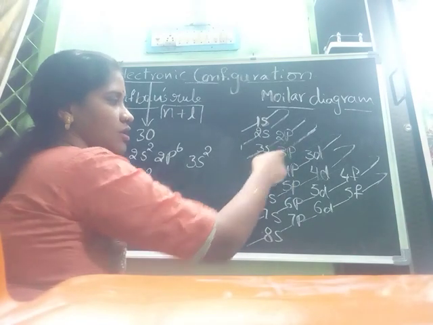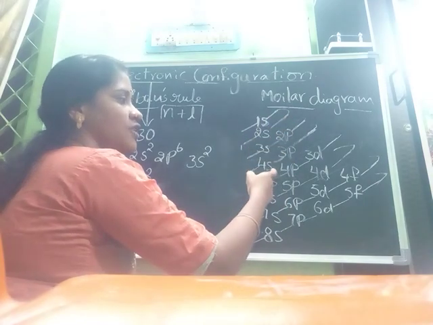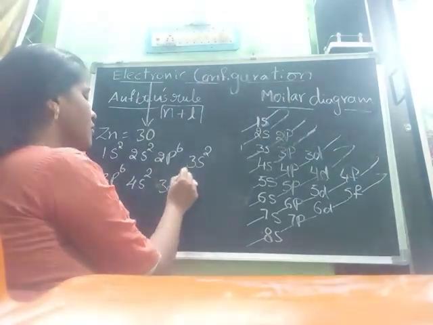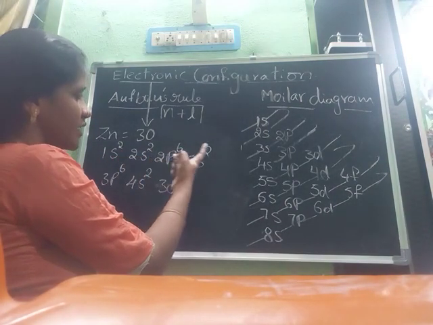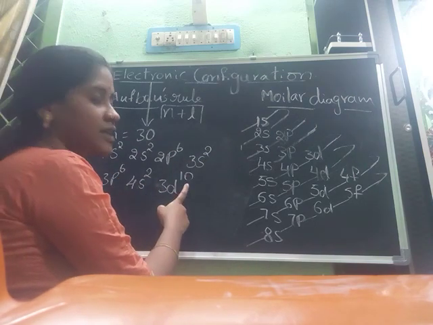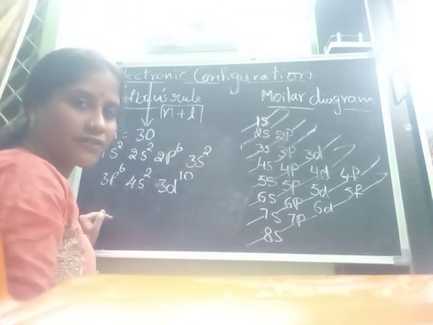4p? No. You come from the back side onwards. I said based on the n plus l value. 4s next what is? 3d. D maximum how many? 10. You check it now. 2 plus 2 is 4, 4 plus 6 is 10, 10 plus 2 is 12, 12 plus 6 is 18, 18 plus 2 is 20, 20 plus 10 is 30. Yes, this is the configuration of zinc.